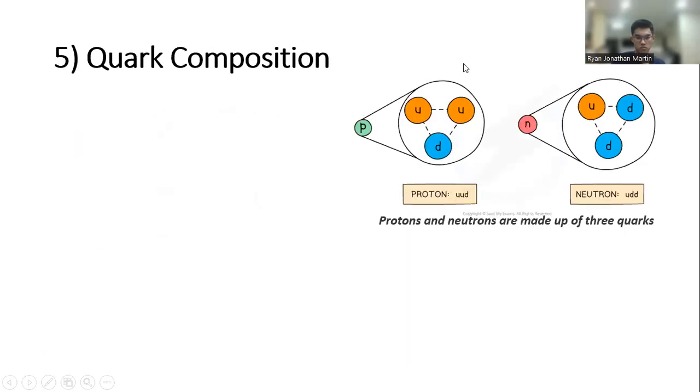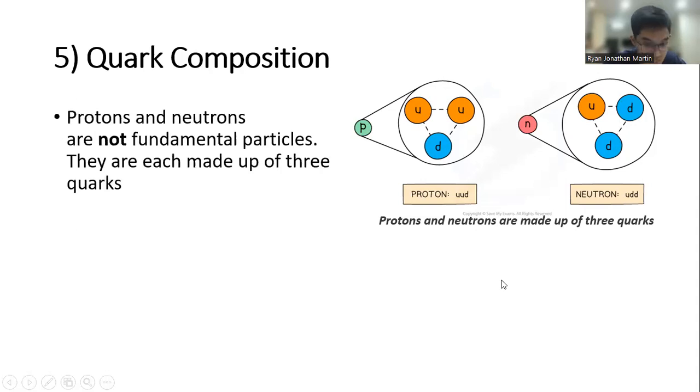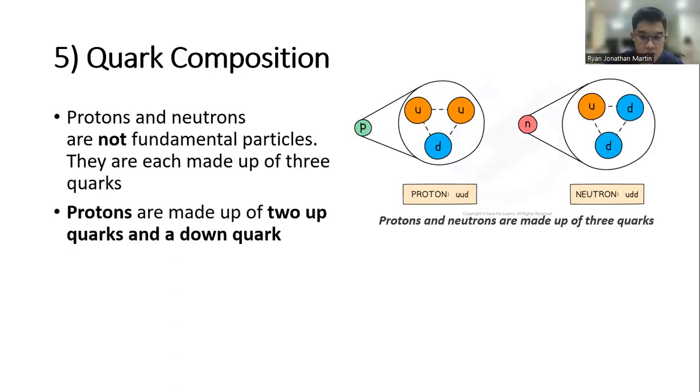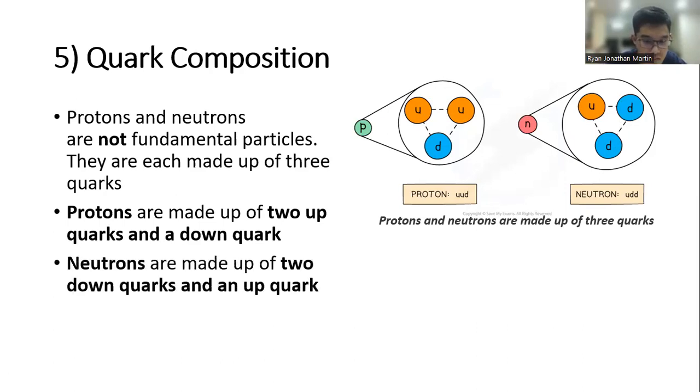What about composition? This one you have to memorize. Proton is up, up, down. Neutron is up, down, down. Protons and neutrons are not fundamental particles. They are each made up of 3 quarks. Proton has 3 quarks. Neutron has 3 quarks. Proton is made up of 2 up and 1 down. Memorize. Neutrons are made up of 2 down and 1 up.